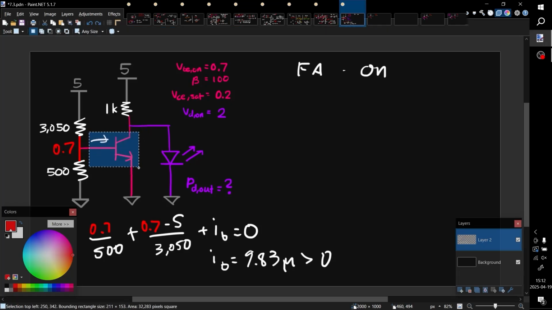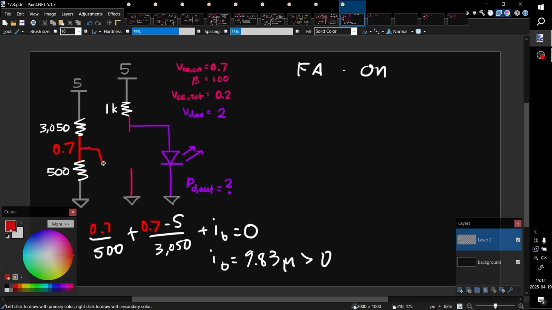Now to simplify this a bit, I'm just going to change this model. I'll change it to forward active, right? From here, we are going to scale this by 100 based on this beta. 0.98 mA. This is our current flowing through here. Now we assume that this diode is on, so its on voltage is going to be 2 volts.